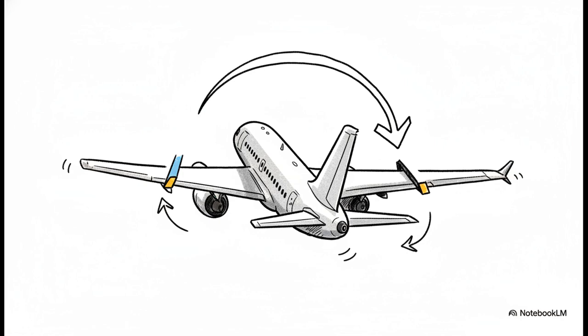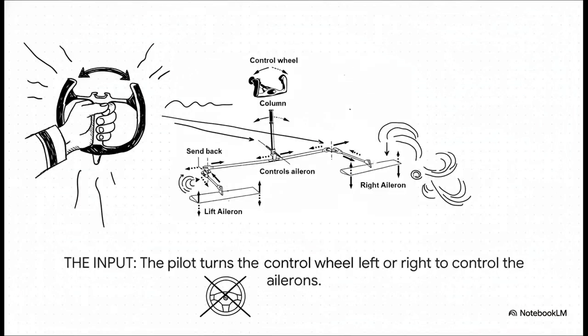These are small hinged panels way out on the edge of each wing, and they have one really crucial feature. They always work in opposition to each other. When one goes up, the other one goes down. And the way the pilot controls them is super intuitive. They just turn the control wheel, the yoke, left or right. It looks just like a steering wheel in a car, but instead of turning the vehicle on the ground, it starts a roll in the air.